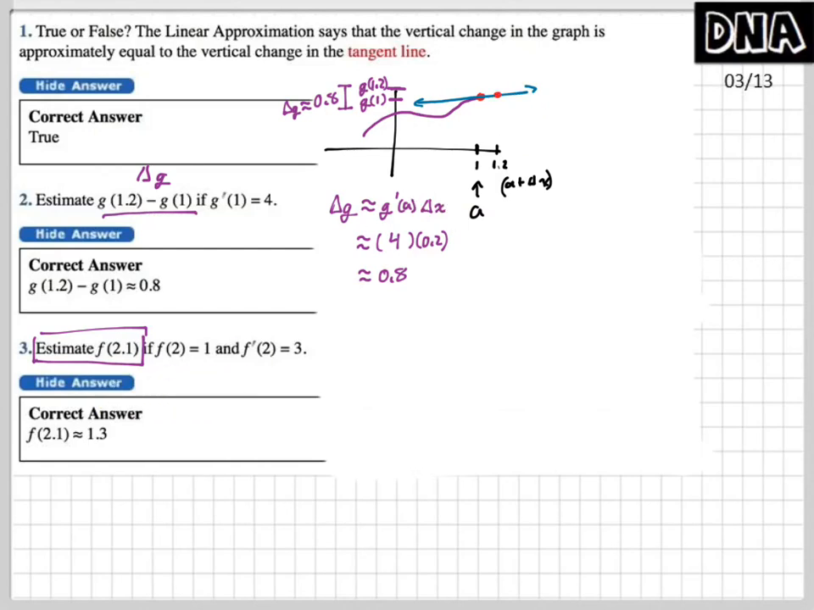So we're going to do the same thing. Do you like the visual? Does the visual help? Some it helps, some it doesn't. Because we don't know what f is, I'm going to draw a random curve, just so we have a visual.